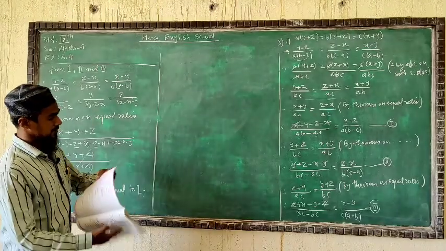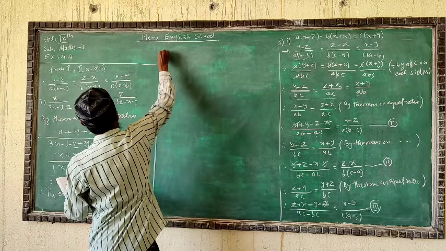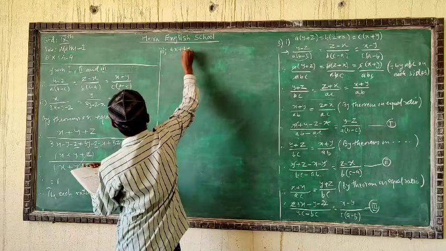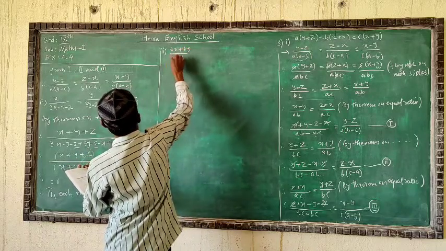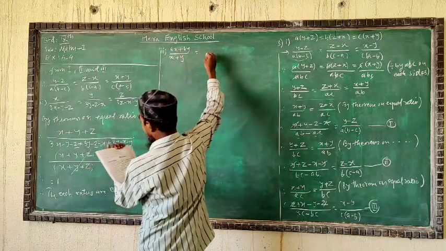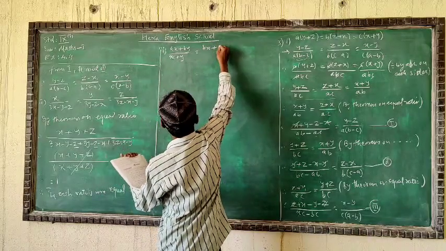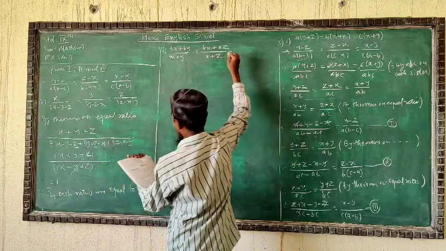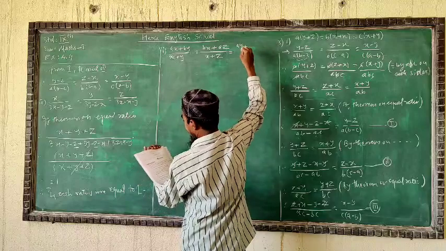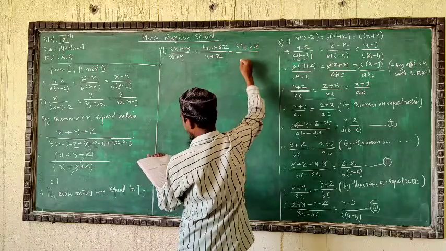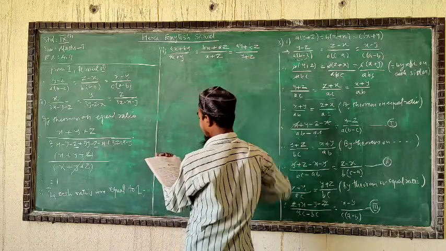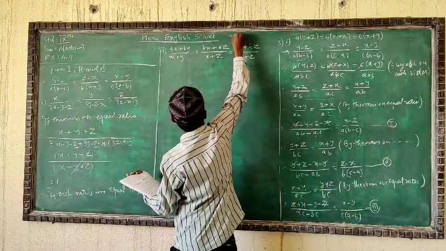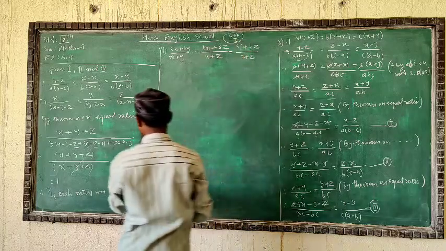Next, see the question number third one. What is given: ax plus by upon x plus y, equal to bx plus az upon x plus z, is equal to ay plus bz upon y plus z, and given x plus y plus z is not equal to 0, then we have to prove that all these ratios are equal to a plus b upon 2. In this form we have to prove.